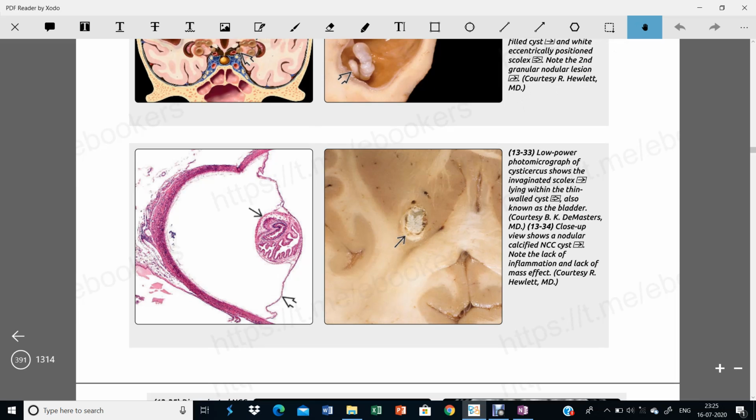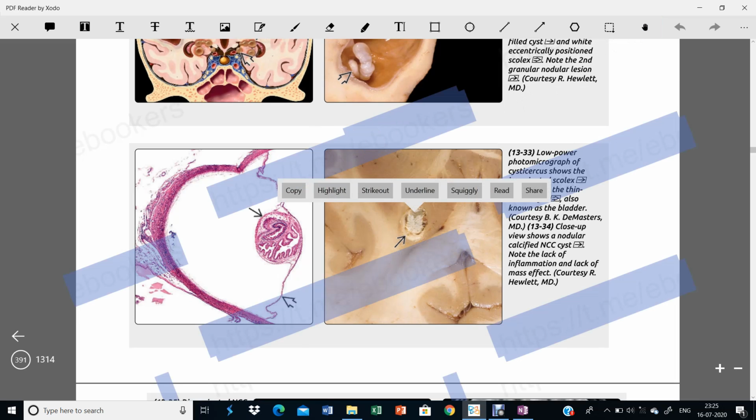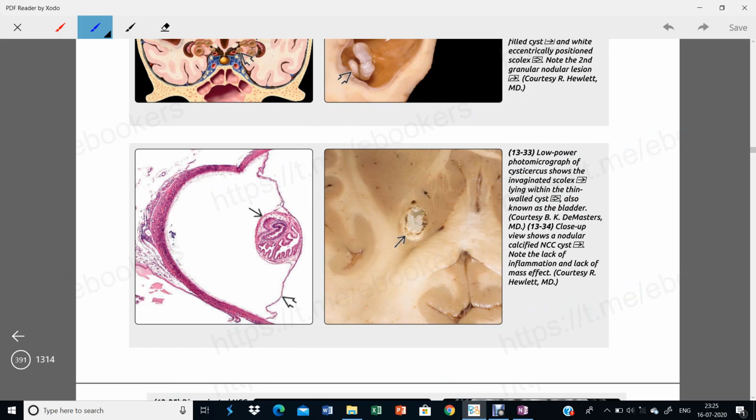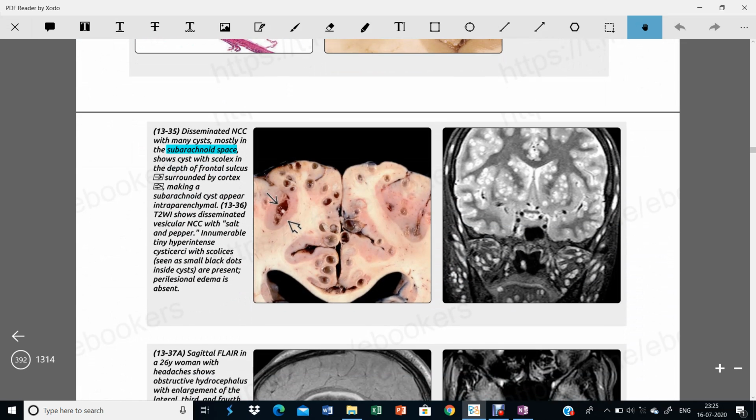In this picture, we will see the calcified lesion. In this picture, the first location is the subarachnoid space. These are the subarachnoid space, and these are the parenchymal lesion.